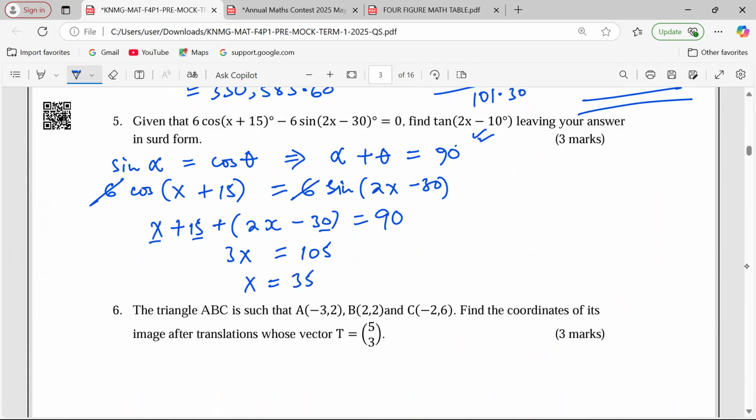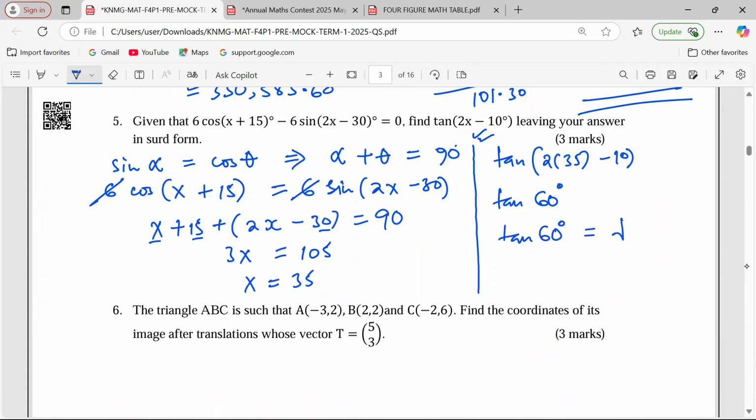35. With this knowledge now, we can go to tan of 2 times 35, then we subtract 10. This becomes the tan of 60 degrees because of 70 minus 10. Then with this, we say that tan of 60 in surd form equals the root of 3.